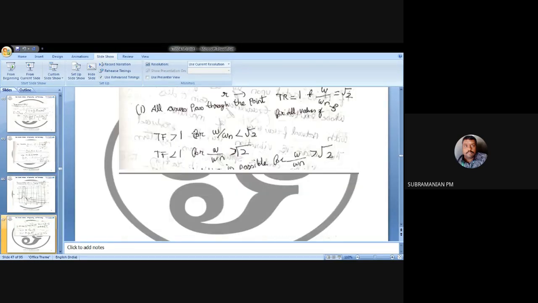And we can conclude my transmissibility ratio is greater than 1 when the frequency ratio is less than root 2, and less than 1 when it is greater than root 2. You can see greater than 1 when it is less than root 2, and less than 1 when it is greater than root 2. So please be aware of this concept.